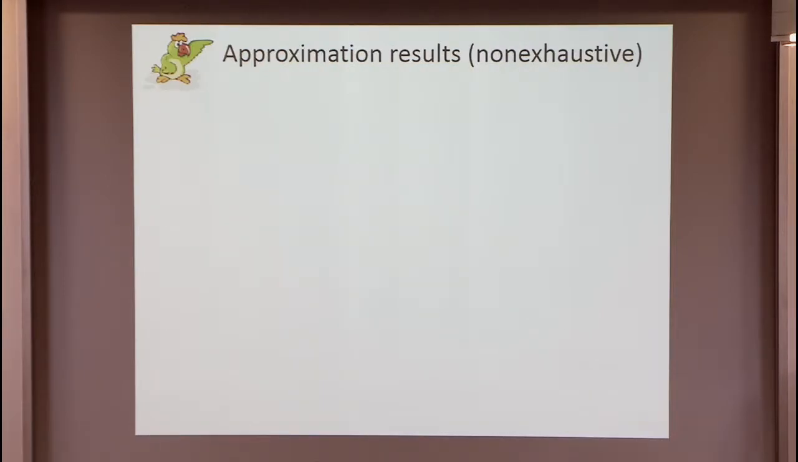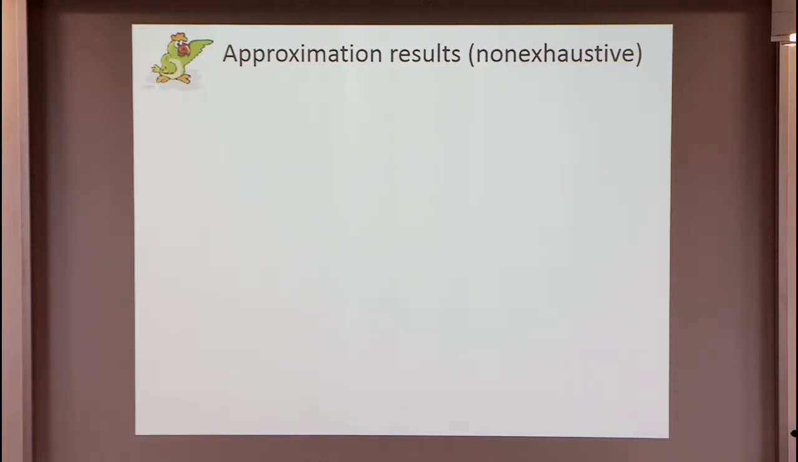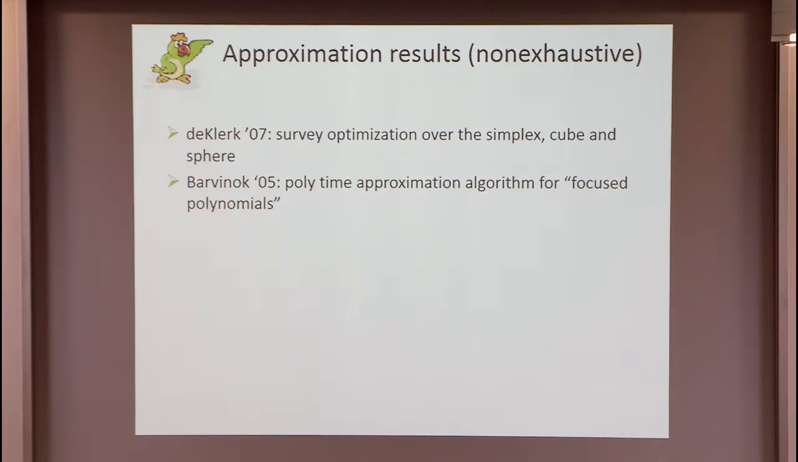So I'm going to list some results. These are non-exhaustive. Aram already gave you also this earlier. So if you want to know, there's actually a survey, which I guess by now is a little bit older, that discusses optimization over some objects like this, the sphere, simplex, and the cube. There's also some approximation algorithms for a very special class of polynomials, which are called focus polynomials.